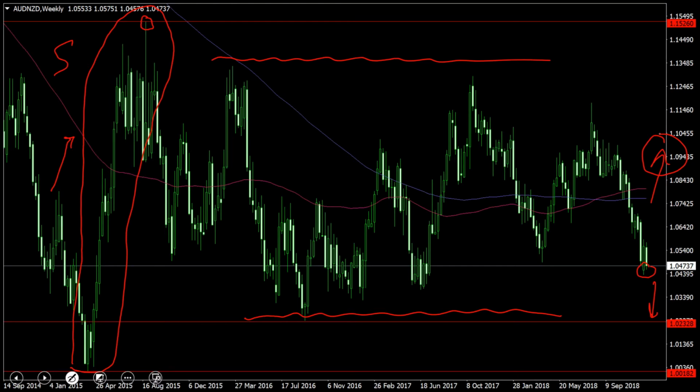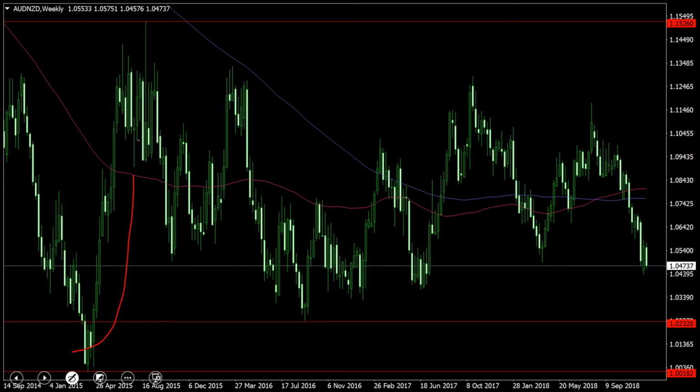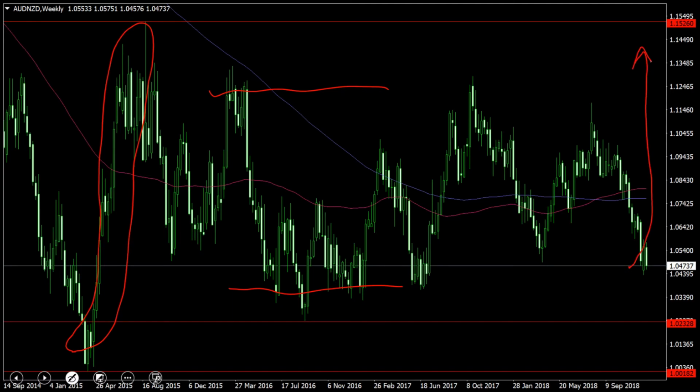Why? Because over here, let me erase the markers, this move is an impulsive wave, in my opinion. After an impulsive wave, we have the correction, and after the correction, we have the continuation of the previous move, which means in this case to the upside.